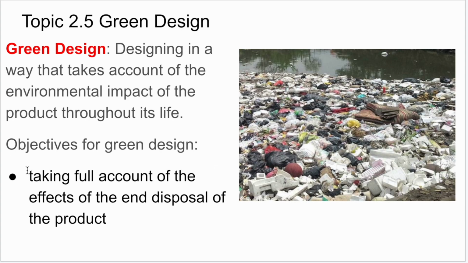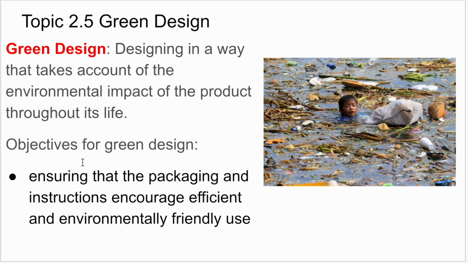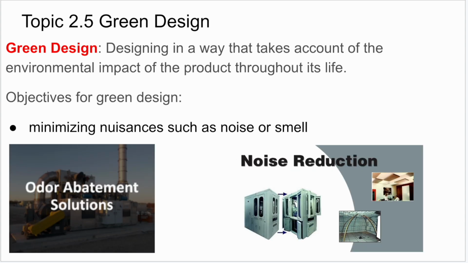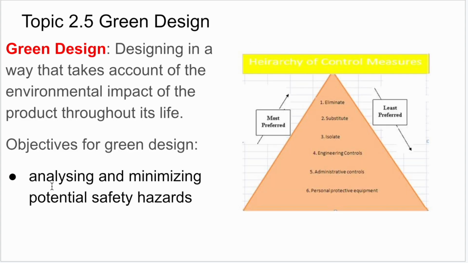You might take into account the effects of the end of life or disposal of a product. How much of it is ending up in landfill, how much of it gets washed into rivers, how much of it gets washed into the ocean. So you want to take into account all of those effects. You want to make sure that the packaging and instructions encourage efficient and environmentally friendly use. So what you don't want, again, is stuff being washed into rivers and lakes and oceans. You want to minimize nuisances such as noise or smell. You want them to be safe, so you need to analyze and minimize potential safety hazards.